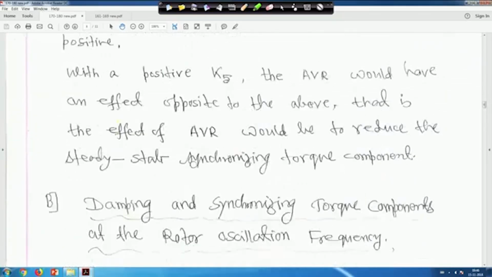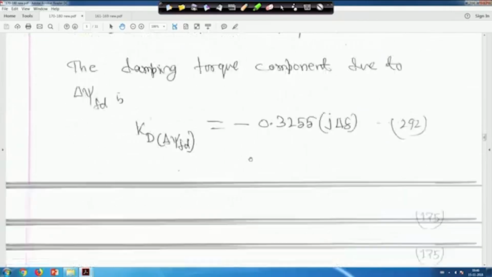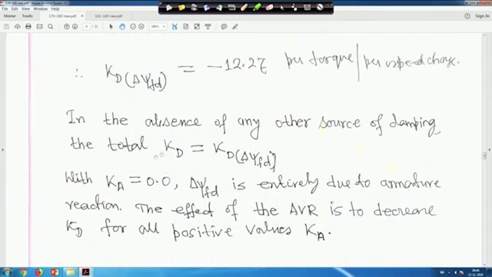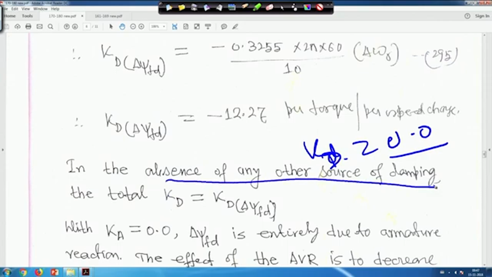Let me go back here. So in this case, for our analysis, in the absence of any other source of damping, because we have taken no initial data, Kd is equal to 0.0, we did not consider any damping, rather capital D, Kd is equal to 0.0. So in the absence of any other source of damping, the total Kd will be Kd due to delta psi FD, right.